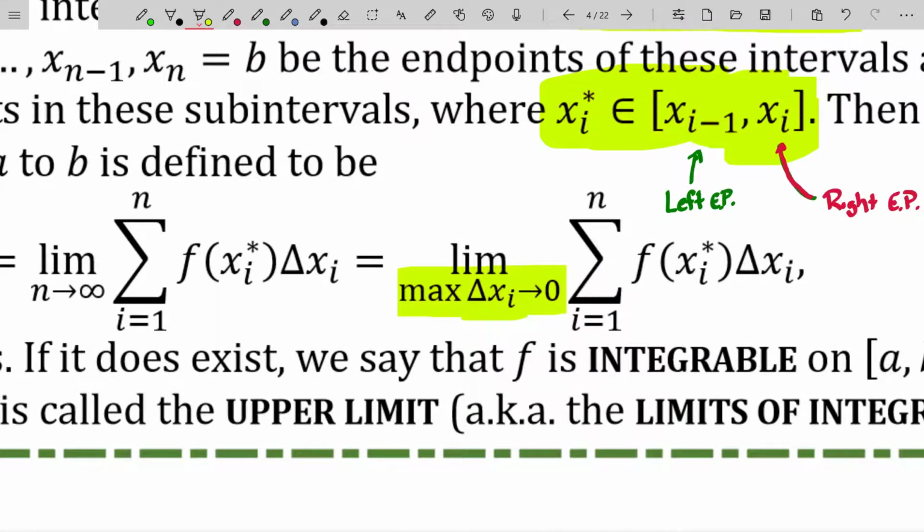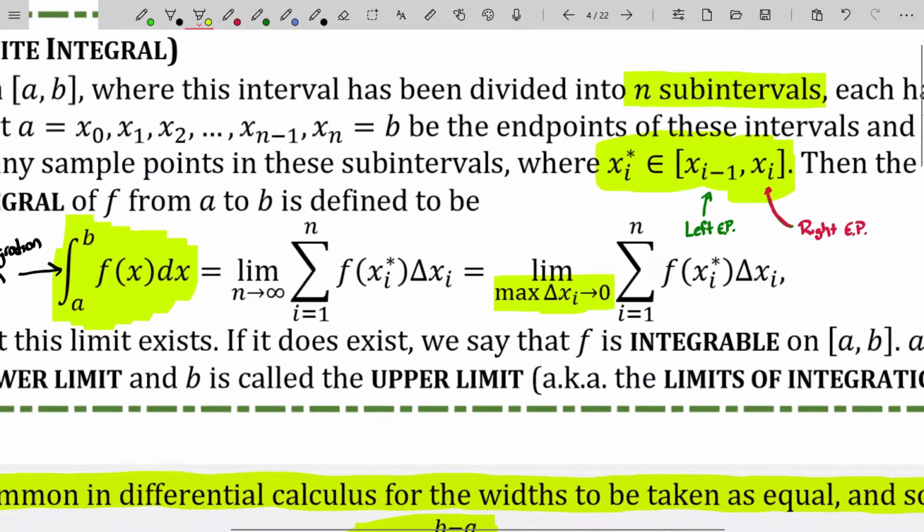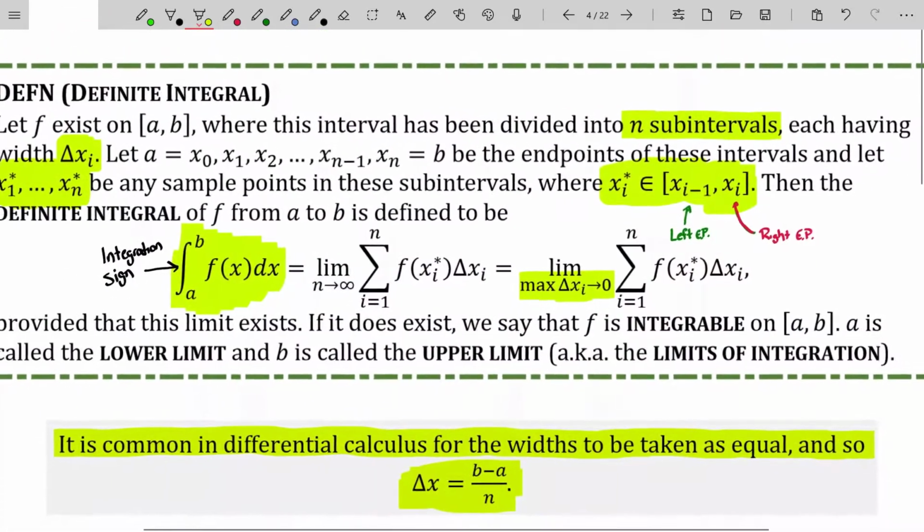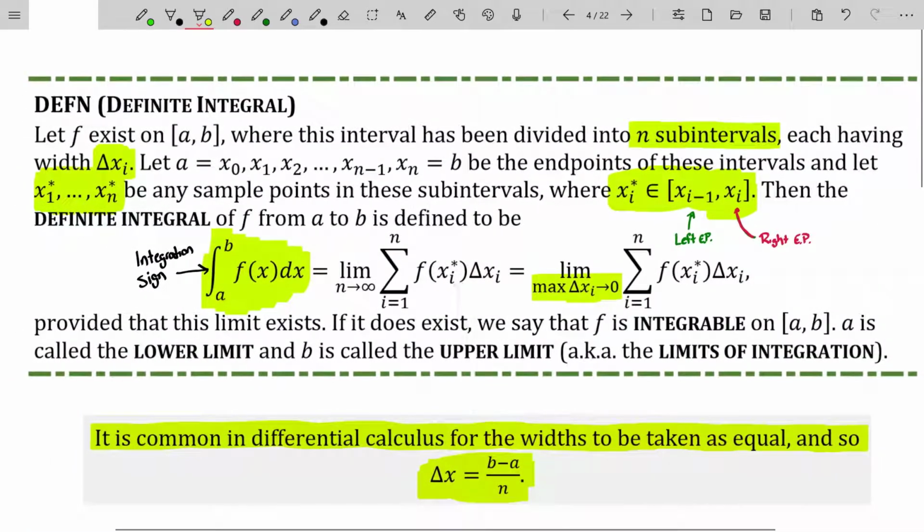So anyhow, that is that Riemann sum. The limit of the Riemann sum is actually defined to be the definite integral, provided that limit exists, which more often than not it does. If it does exist, we say that our function is integrable. That's hard for me to say, but that is what it means. So our function is integrable on the closed interval from a to b.